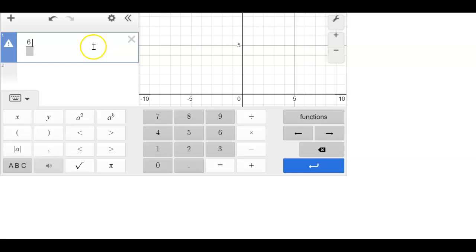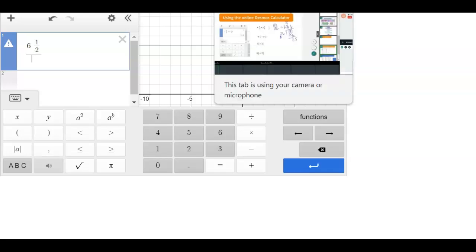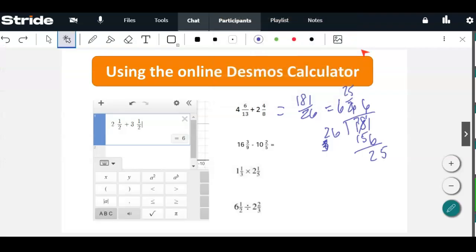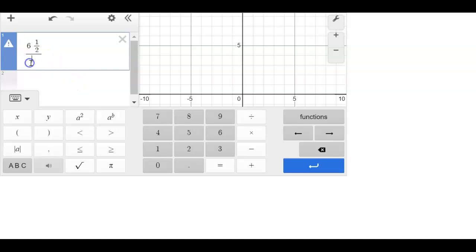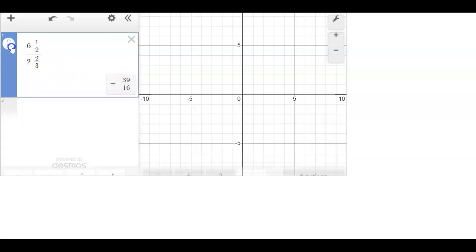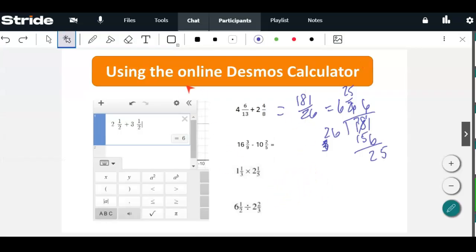So 6.5 divided by, because when I was putting that in, it wasn't setting it up correctly. So we're going to do 2 2/3. So I'm going to put it back down here, 2 space 2/3. We get 2.4375. So 39 over 16. We're just going to leave it like that for the purpose of this video.